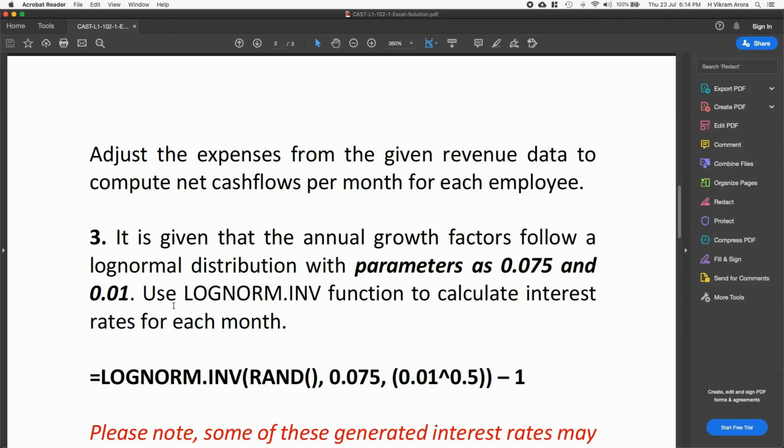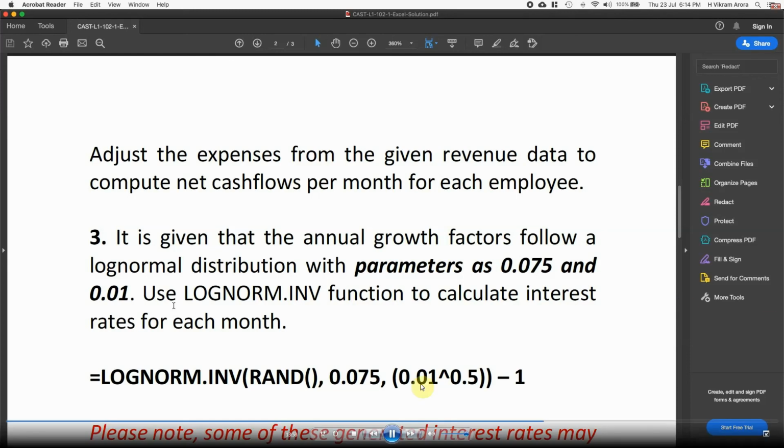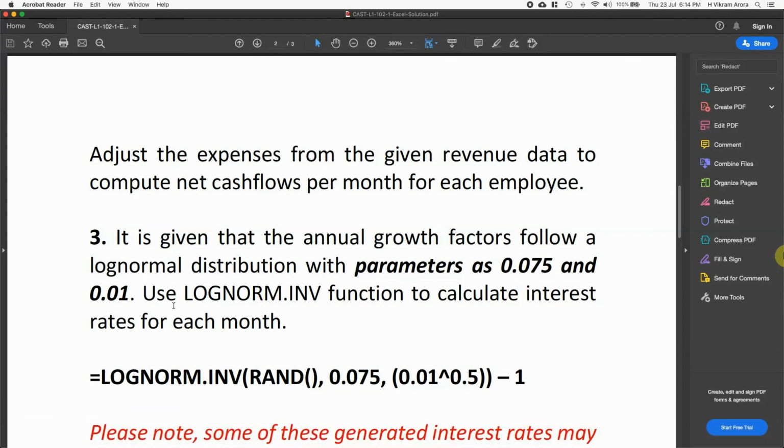So we then use the annual growth factors, which are known to follow a log normal distribution with parameters 0.075 and 0.01. We follow the same technique again here to find a random interest rate. When we use an inverse transformation for log normal, you must understand these are not mean and variance, these are parameters. So you don't have to convert them to mu and sigma. These are mu and sigma.